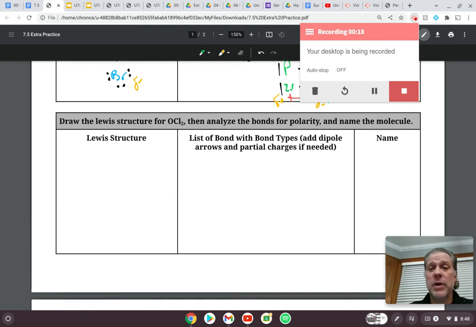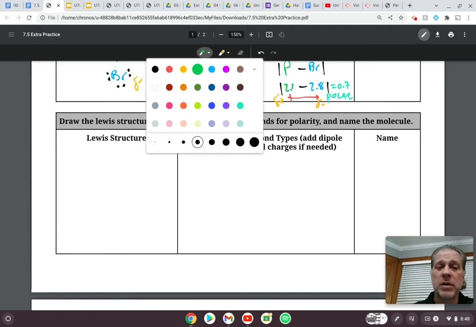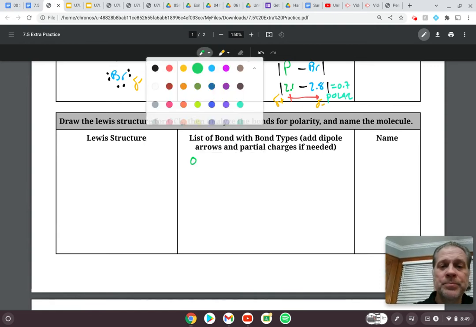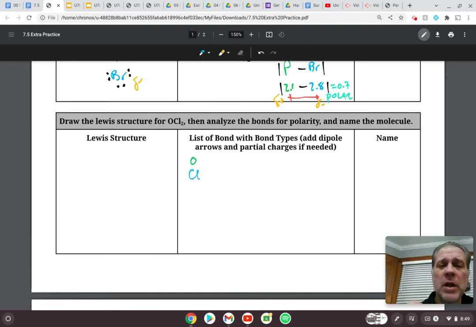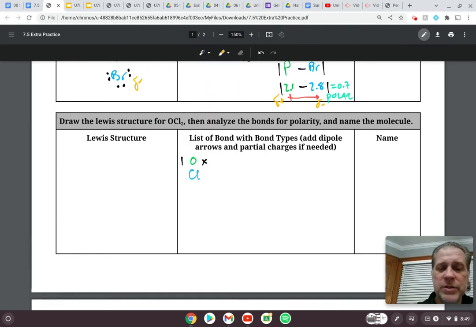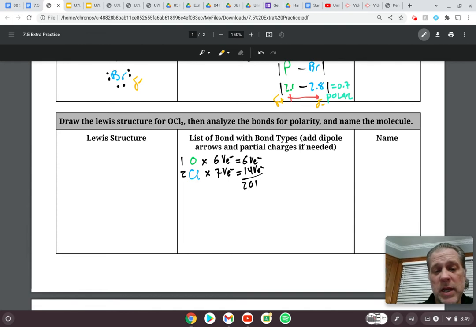Anywho, today we're going to be doing a structure for OCl2, and just like we've done before, we are going to identify the number of electrons. In this case, we have oxygen and we have chlorine. Oxygen appears one time, and oxygen has 6 valence electrons. Chlorine appears 2 times, has 7 valence electrons, which is 14 valence electrons. We add that up and we get 20 valence electrons. So nothing really tricky there.